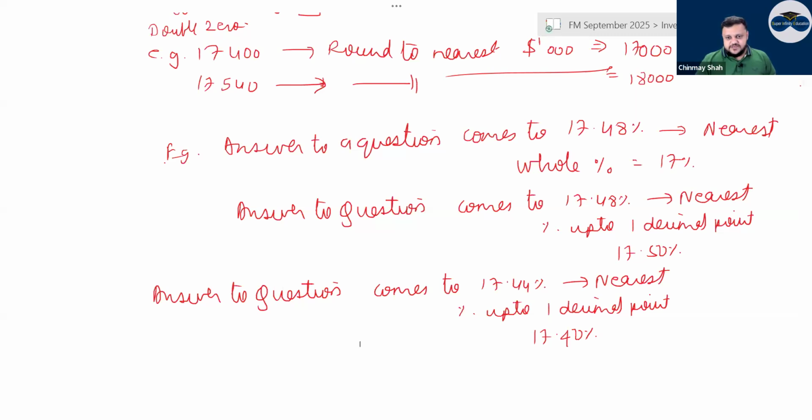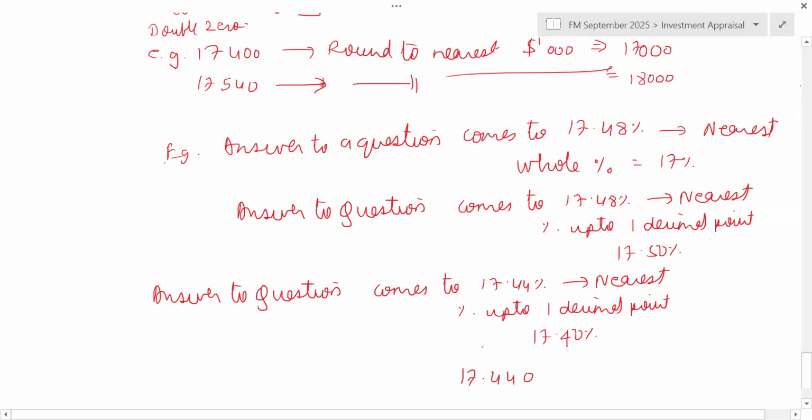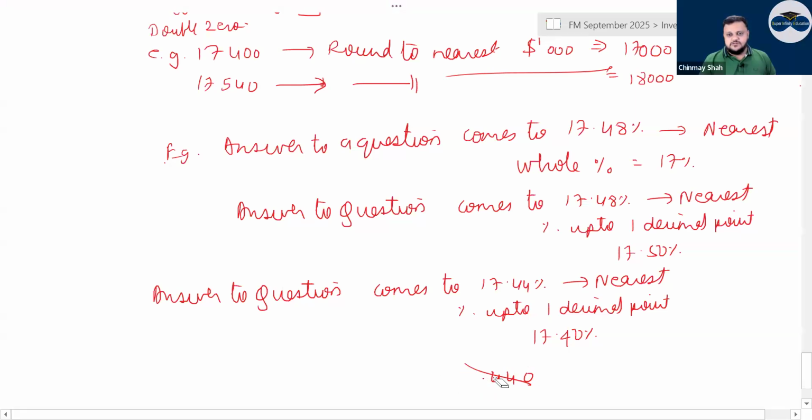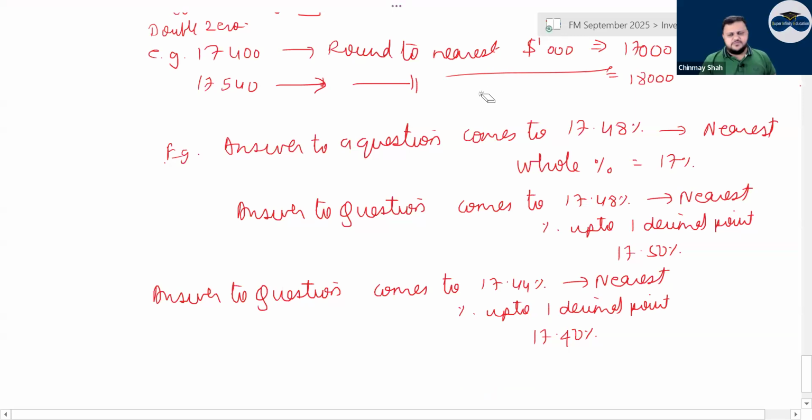See, if I open this up, 17.440. What is at the end? 40. So will you go to 4? 17.40 only. It will be rounded down. Have a look whether you are able to understand. Yes, sir, understood. Sir, for example, if it's 17.56 and you say round it to the nearest whole percentage, then it'll be 18, right? 18%. Yes. Perfect, madam.